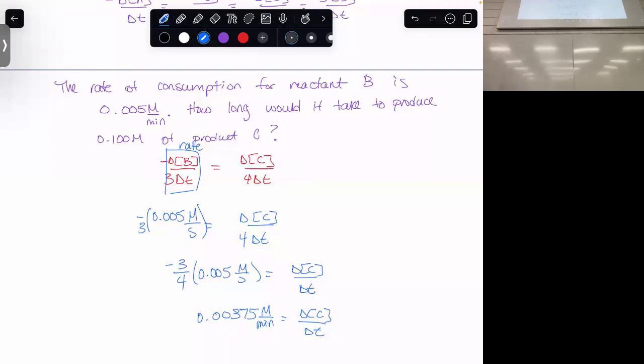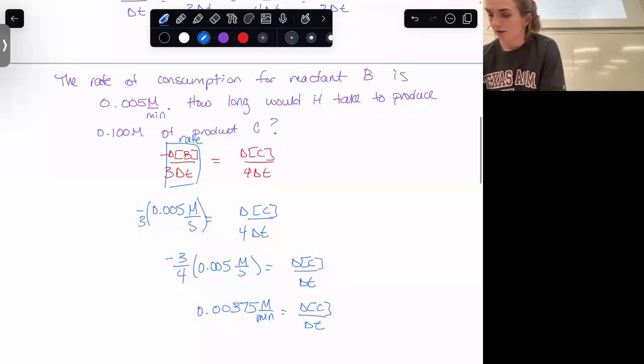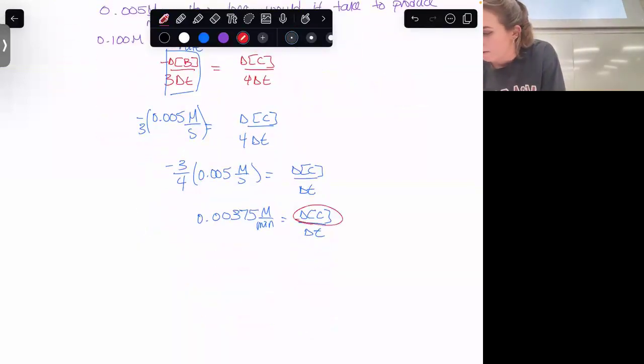Okay, so now we have a rate. So how can we get to minutes? How much time is it going to take? What else do we know? The 0.1, where does that come into play? That would be delta C. We start with 0 and we end up with 0.1. So we want to know how long that change takes. So we can say that this is 0.1.